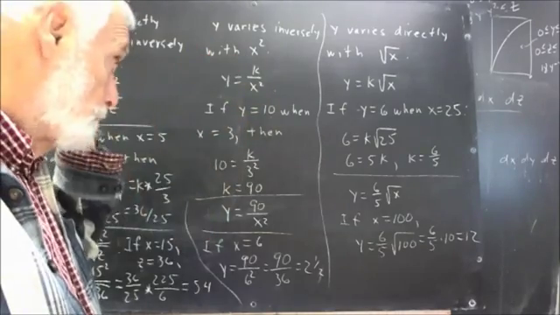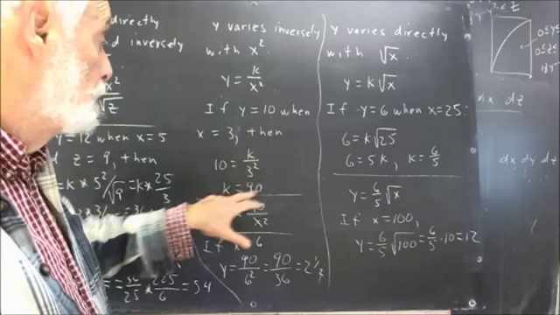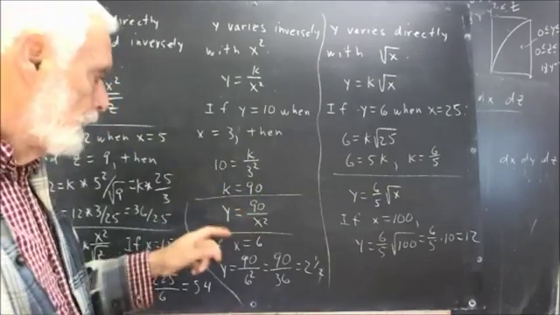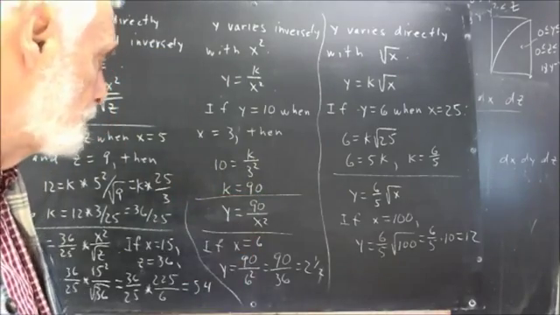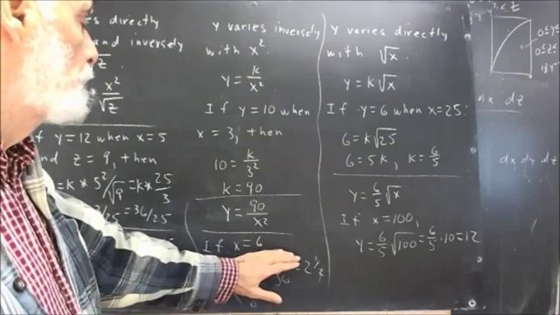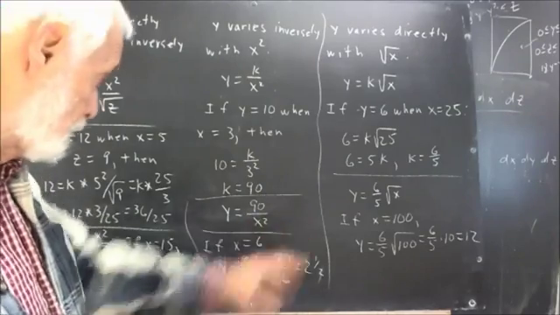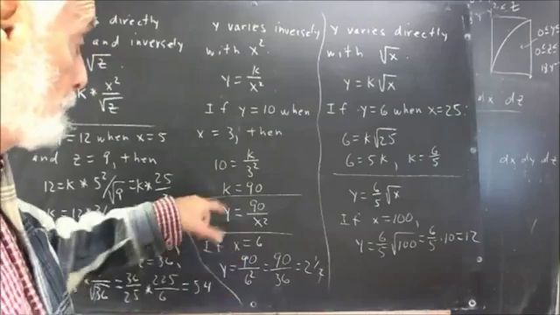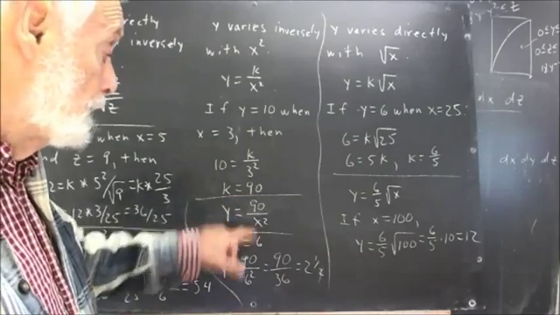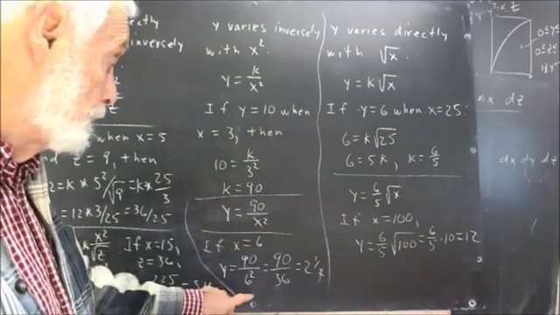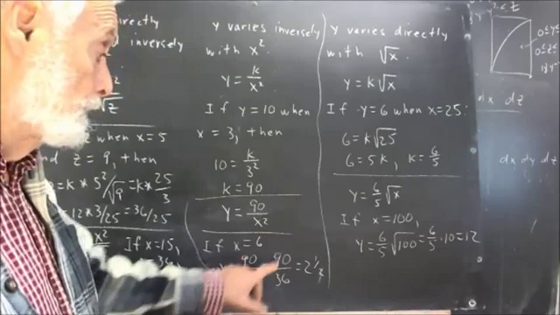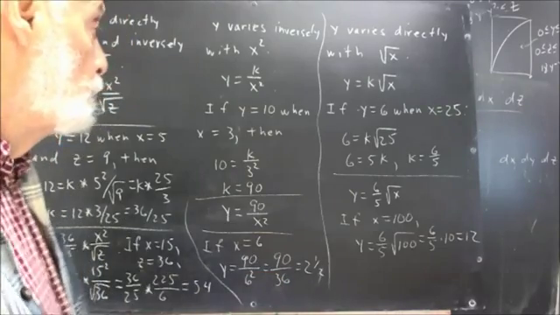Now, hopefully you've done it. We plug in the 10 and the 3. We get k equals 90, so that y equals 90 over x squared. And now, if x equals 6, what do we get for y? Figure it out. Okay, well, we plug in, now we got the equation y equals 90 over x squared. We plug in 6 for x. We get y equals 90 over 6 squared, 90 over 36, 2.5.